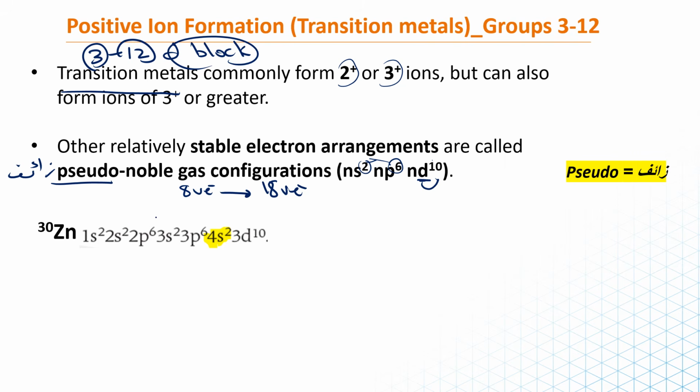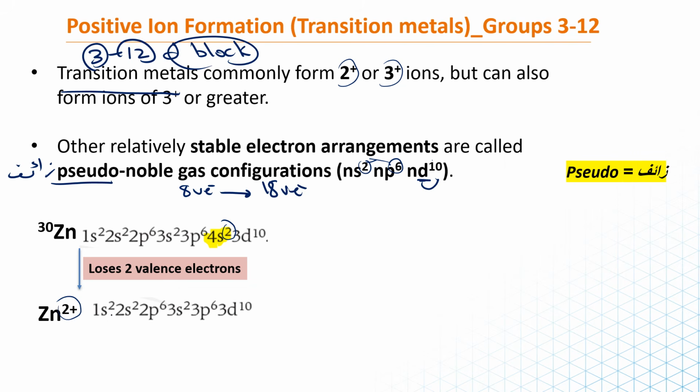Alright? So, how many valence electrons does it have? It has 2 valence electrons. Okay? So when it loses them, it will lose these 2 valence electrons and the charge will become plus 2. What's the new electron notation? 1s2, 2s2, 2p6, 3s2, 3p6, 3d10. الحين, let's look how many valence electrons does it have. So 2, 6, 10, 18.